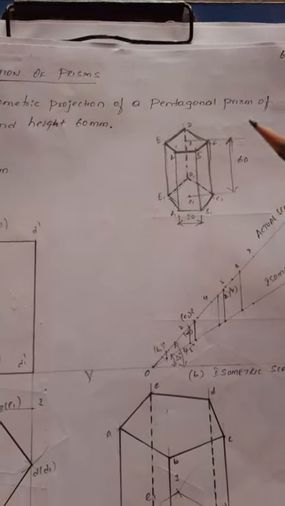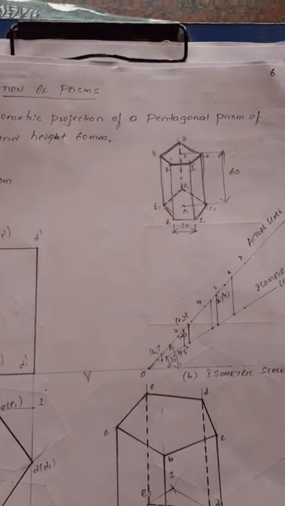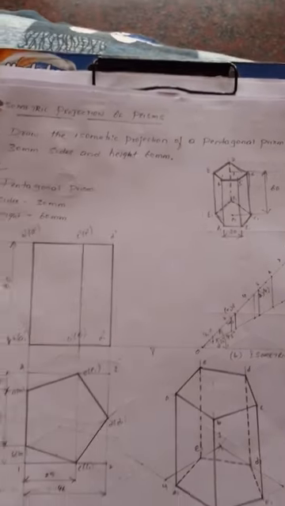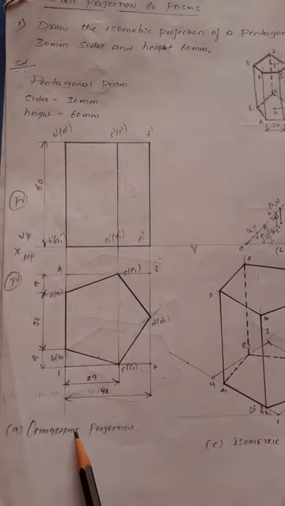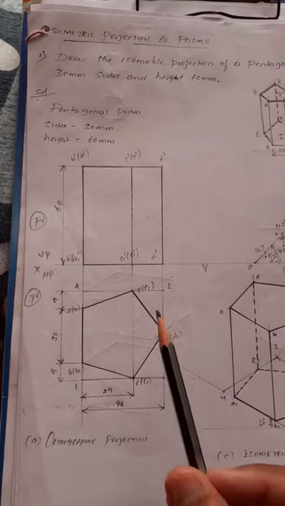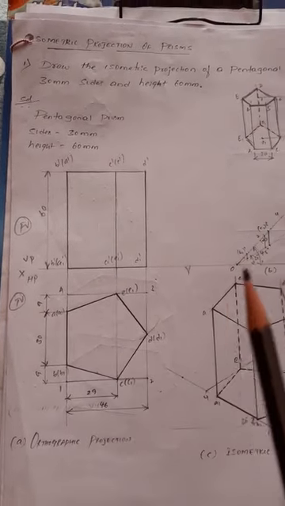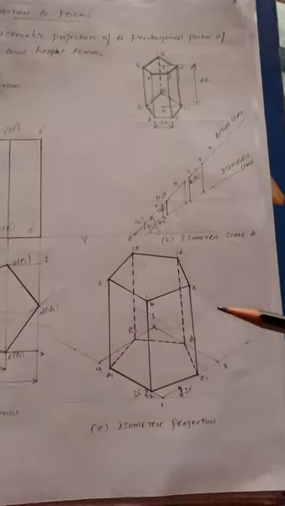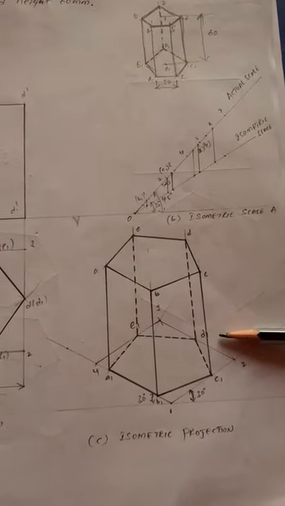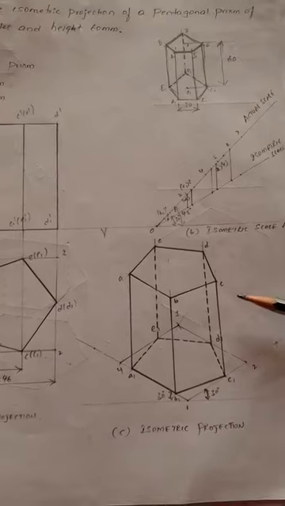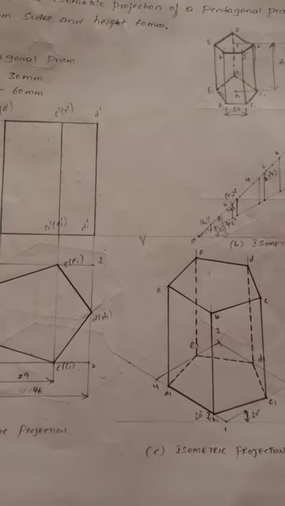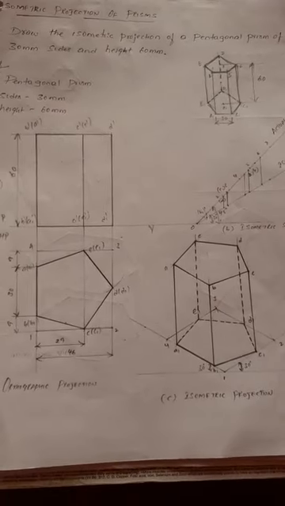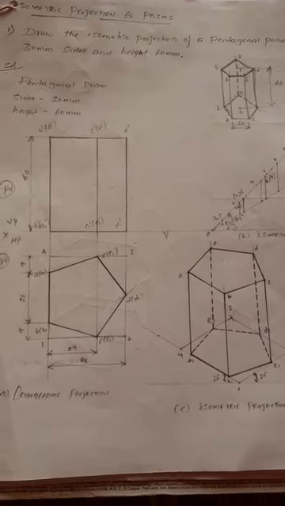Then you know how to draw the isometric projections. First step, draw the orthographic projections of the prism, that is the top view and front view. Second, draw the isometric scale. Then draw the isometric projection. First we see the concept of how the isometric projection of a pentagonal prism is constructed.